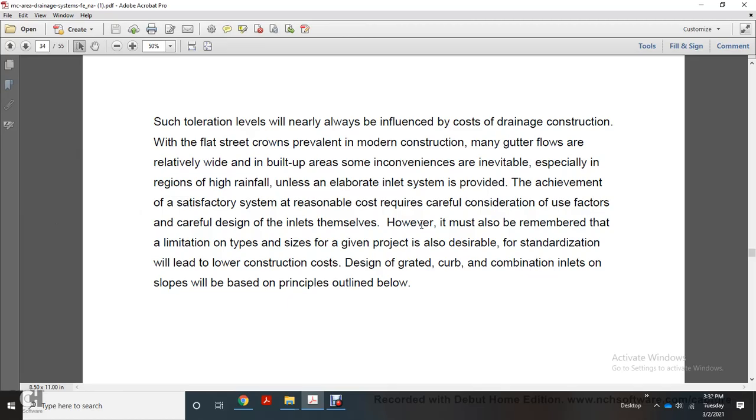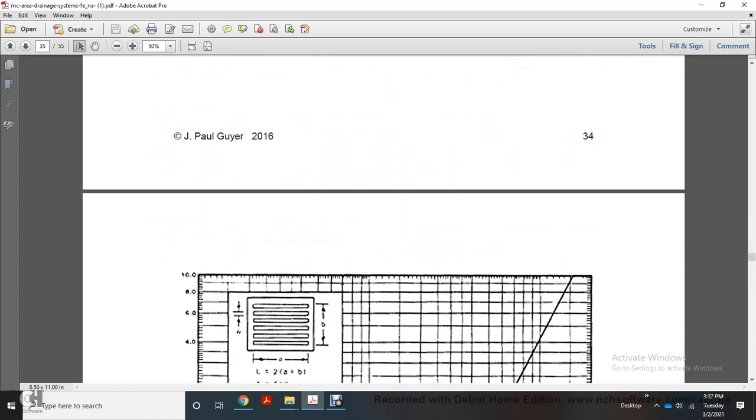Use factors and careful design of the inlets themselves. However, it must also be remembered that the limitation on the type of inlet is given by the project. Standardization is also desirable, and it will lower the construction cost of the design with graded, curb, and combination inlets. Slopes will be based on the principles outlined below.